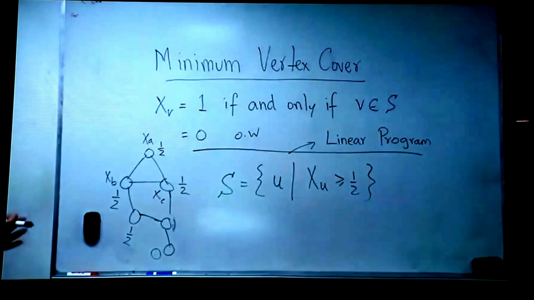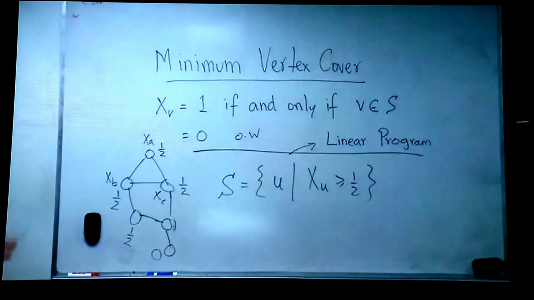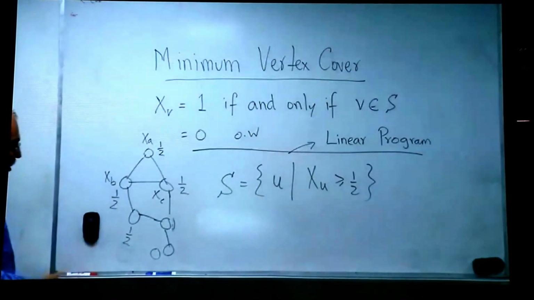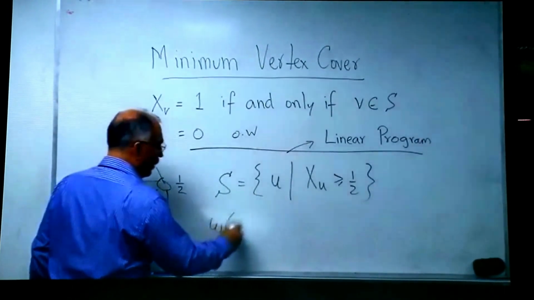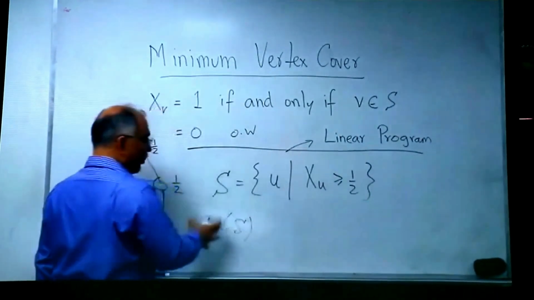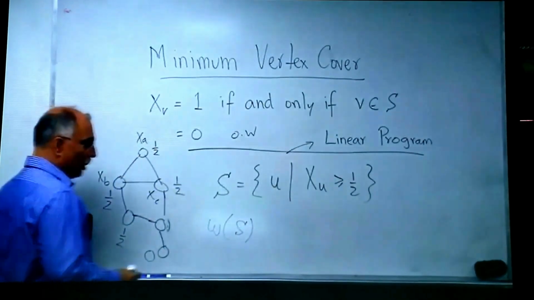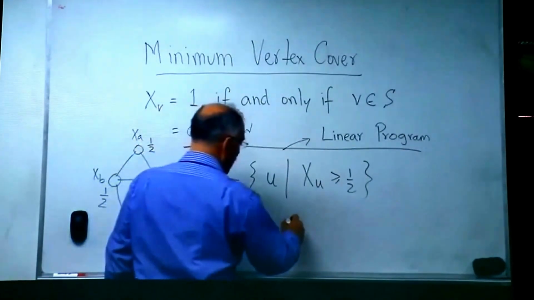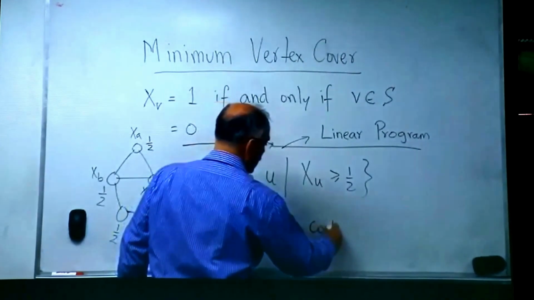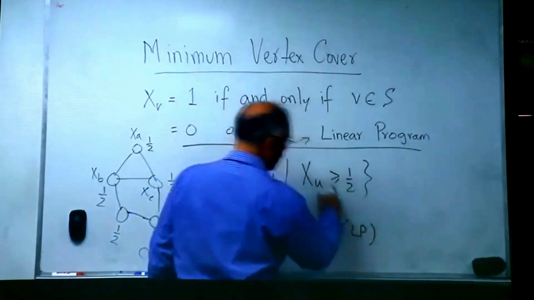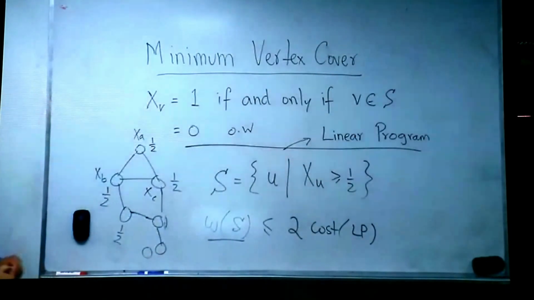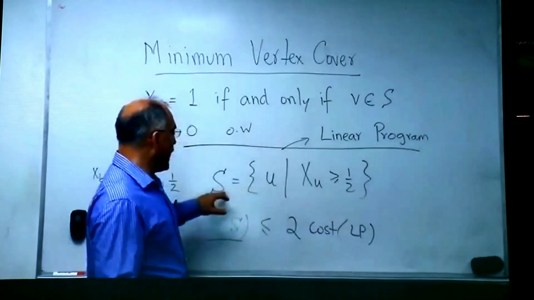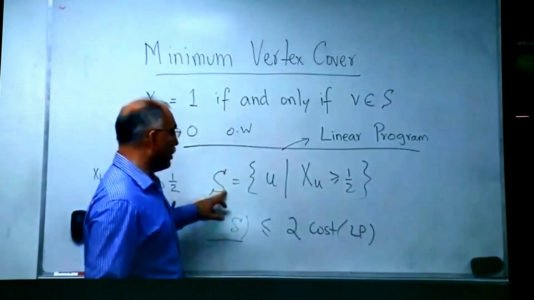So in general, you can have any sort of fractional value, 0, 1, half, or others, but this specifies how to pick a subset of vertices. And the simple observation is that if you look at the weight of all of S, the weight of all the nodes that we selected by this rule, it is very easy to prove that the weight of this S is at most twice the cost of the optimum LP solution, the LP that we wrote for this graph. Why? Notice that every node that I choose in S, suppose I picked a node of weight 100.